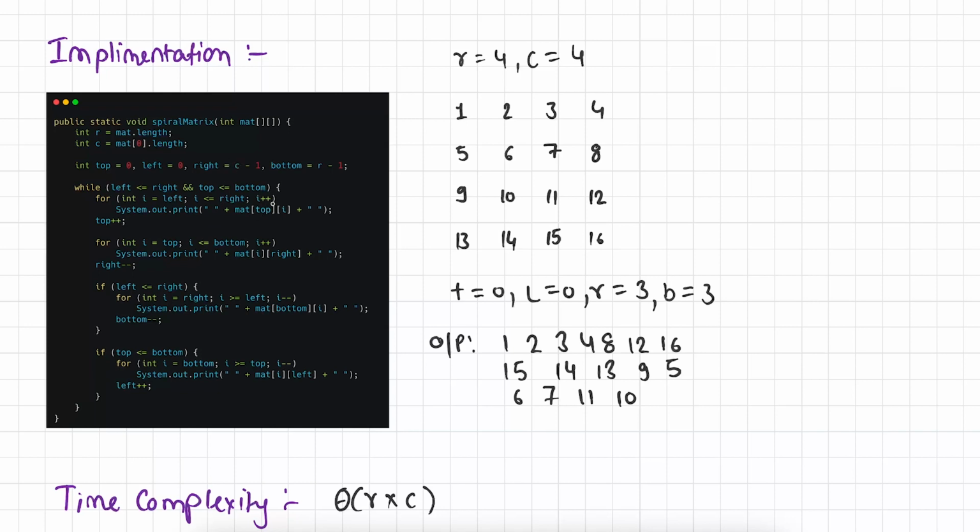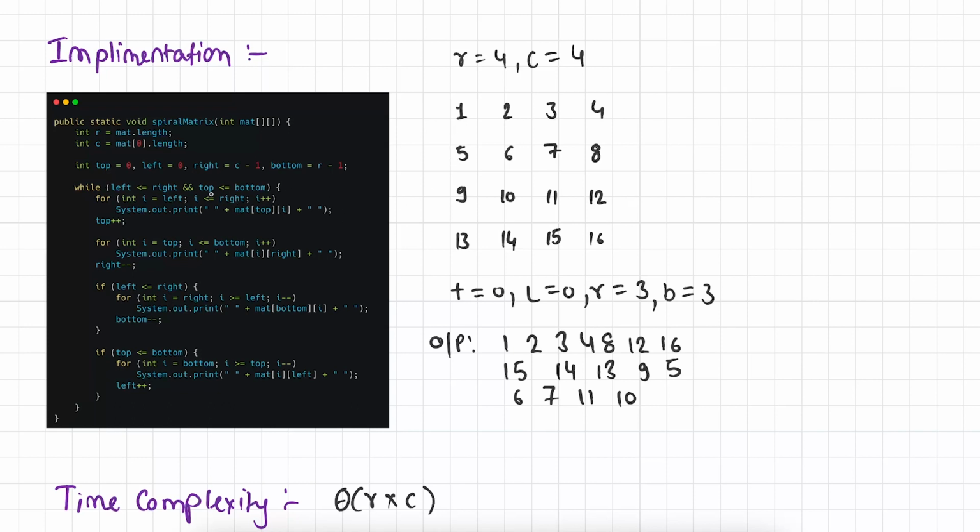And why we are checking this condition? Because we want to stop when right and left cross each other and top and bottom cross each other. If right and left cross each other and top and bottom cross each other, this means there are no elements left in the matrix. So we have to stop.